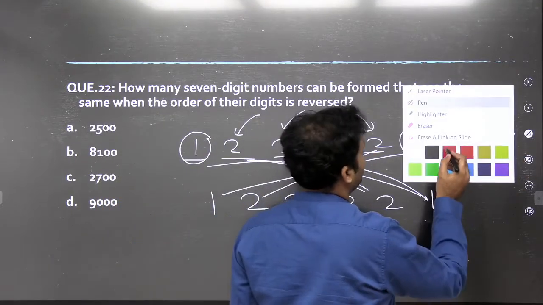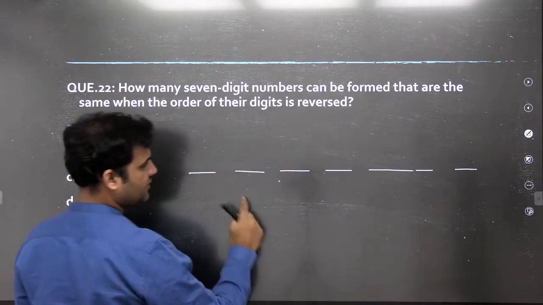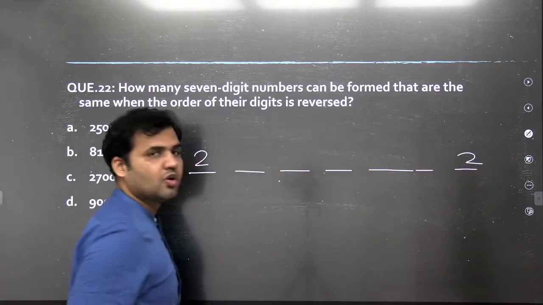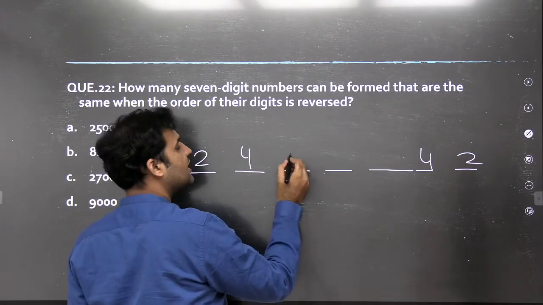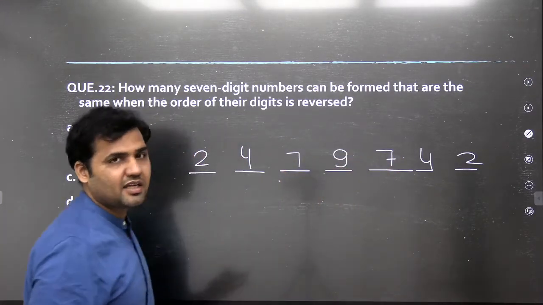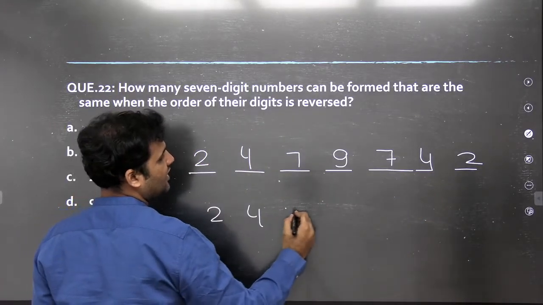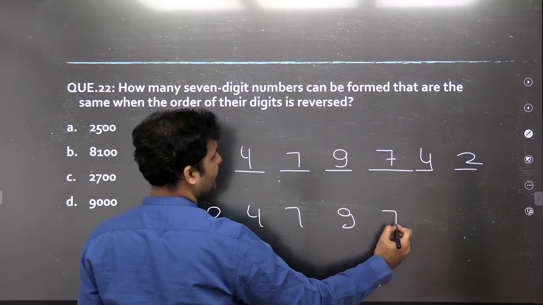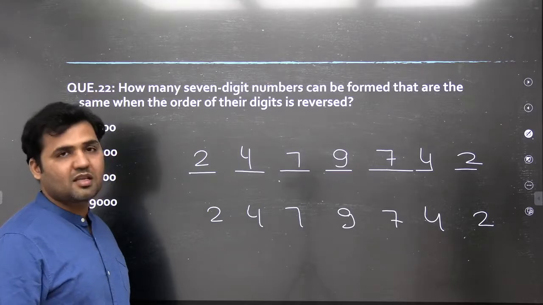So, for example, if I want to make a 7-digit palindromic number, I'll have 7 places. If I am placing 2 over here, I'll have to place the same digit 2 over here. If I'm placing 4 here, I'll have to place the 4 at the tens place. If I'm placing 7 here, I'll have to place the 7 here. And because this is the middle number, you can place any digit over here. So now when I reverse the order of the digit, you see that the same number will appear again: 2, 4, 7, 9, again 7, 4 and 2. So on reversing the order of the digit, the same number is appearing. These are the palindromic numbers.